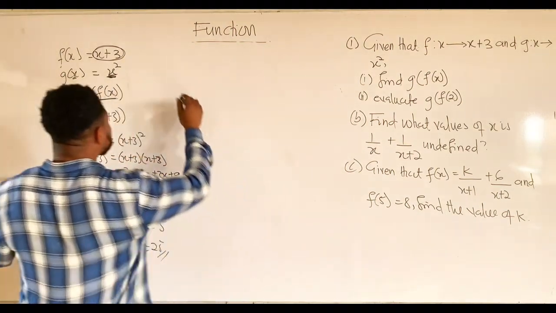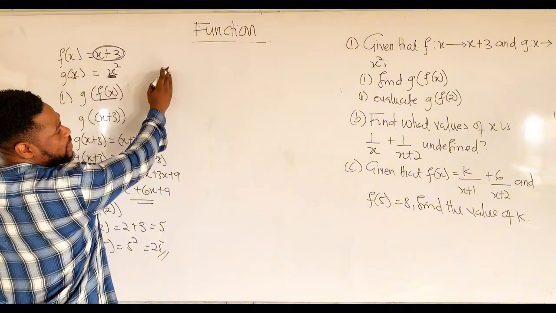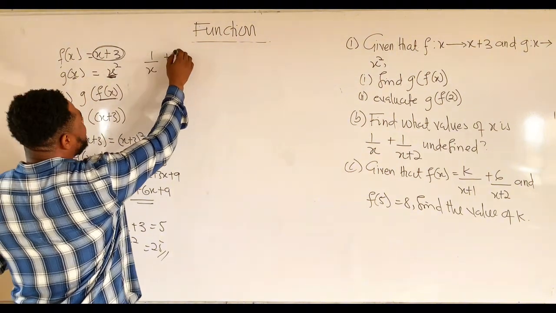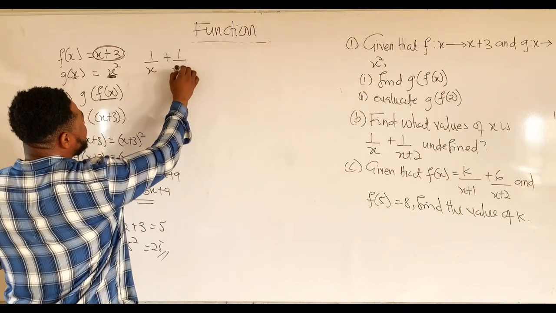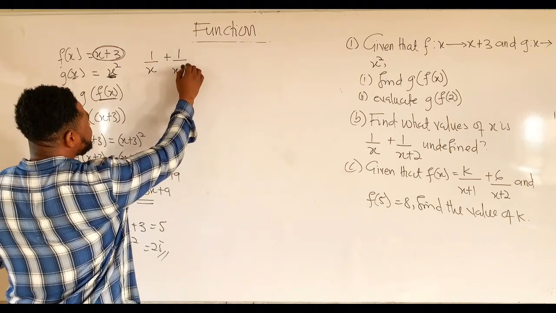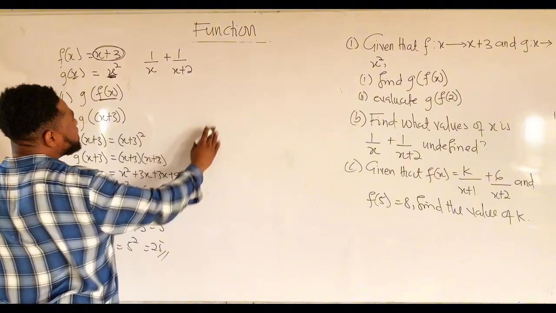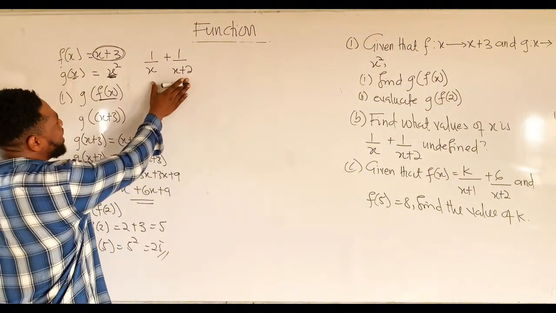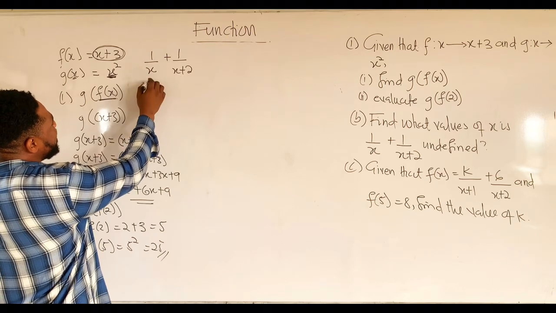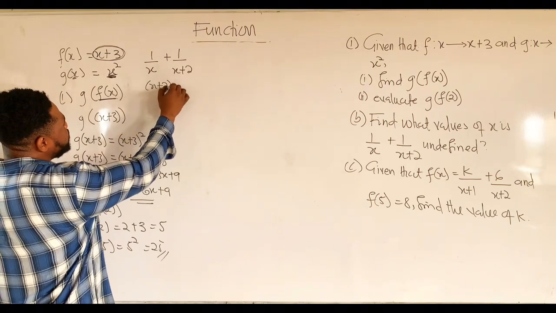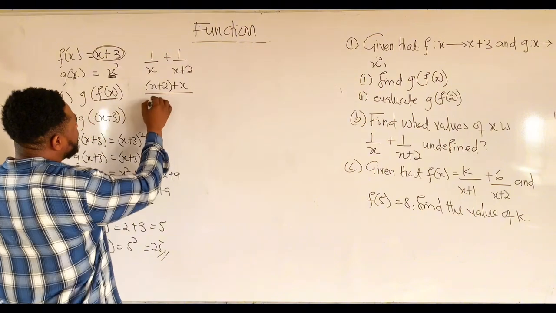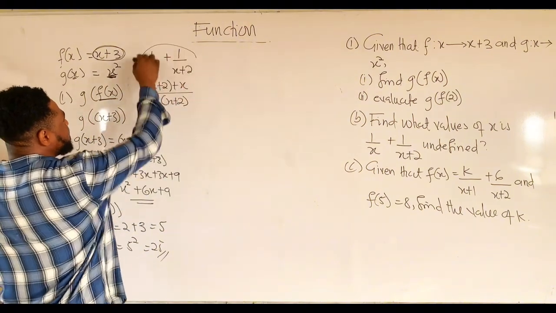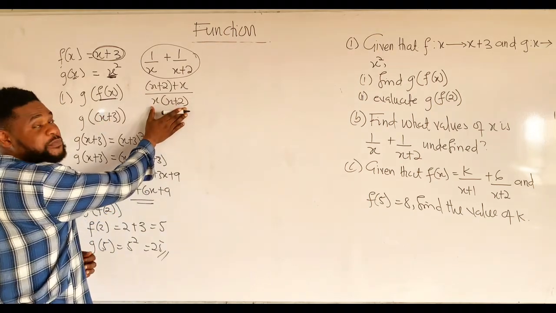Let's go to the B part, where we want to find the values of x which make this function undefined. And this is simple. How can we find an undefined function? We just equate the denominator to 0, then we find the values for x. So we can make this a single fraction, and with a single fraction we are going to have x plus 2 plus x all over x, x plus 2.